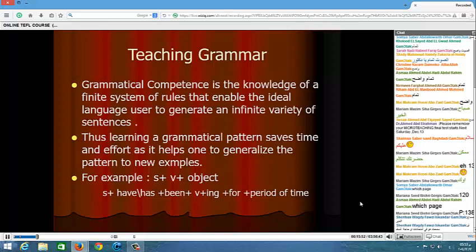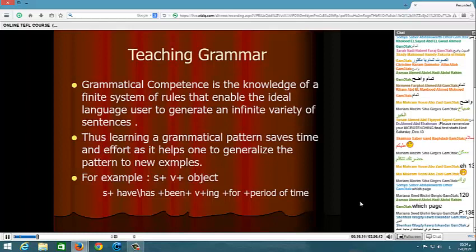And there can be an object or a complement. He studies English. English is the object of the sentence. He reads history. History is the object of the sentence. So we have a subject, a verb, and an object. How many sentences can we form by using this sequence?